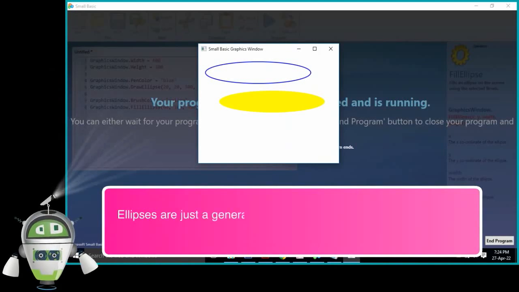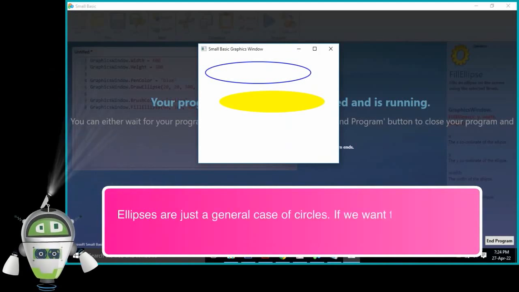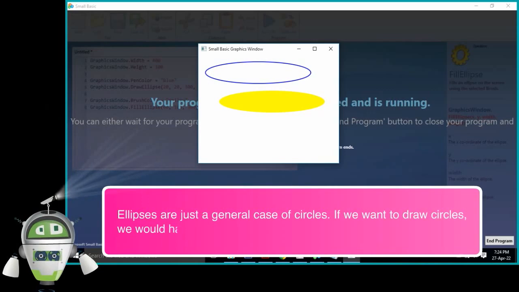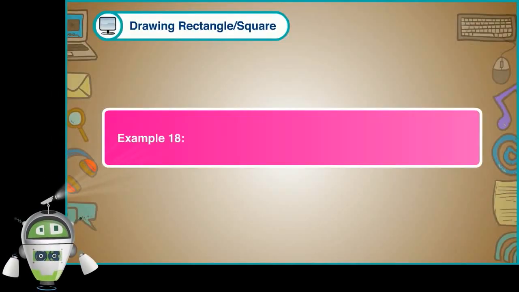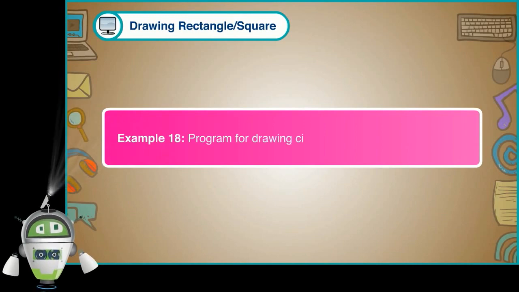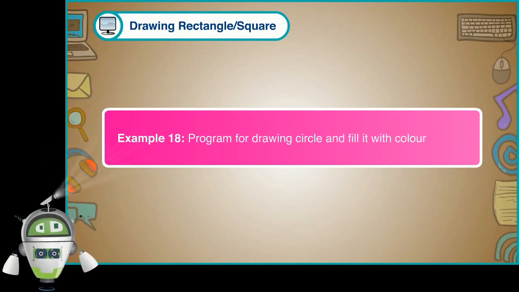Ellipses are just a general case of circles. If we want to draw circles, we would have to specify the same width and height. Example 18. Program for drawing circle and fill it with color.